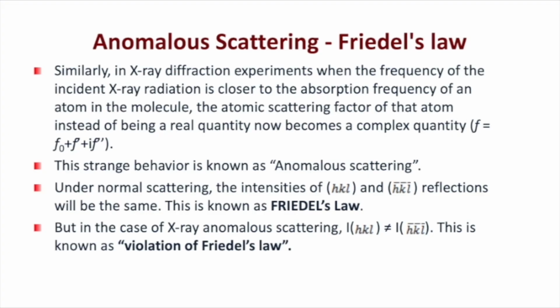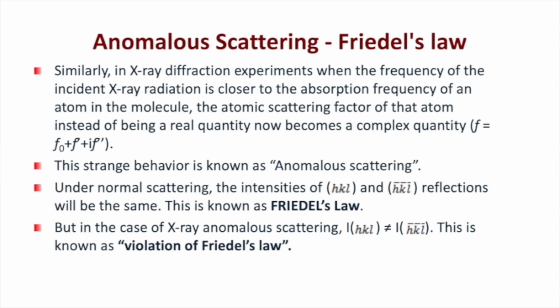When the external frequency matches the natural frequency of vibration, a strange phenomenon happens. That is known as anomalous. The same thing happens in X-ray scattering; that is why it is known as anomalous scattering. Under normal circumstances, when the frequency of the incident X-rays is far away from the natural frequency of vibration of atoms contained in the molecules, the atomic scattering factor, denoting the scattering power or diffracting power of each atom in the molecule, is real and positive, and this is known as F0.